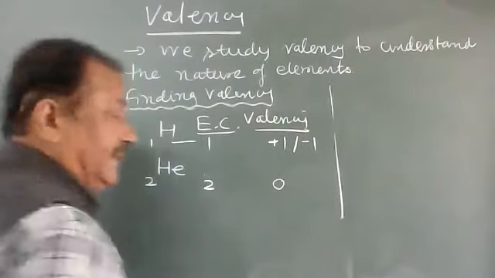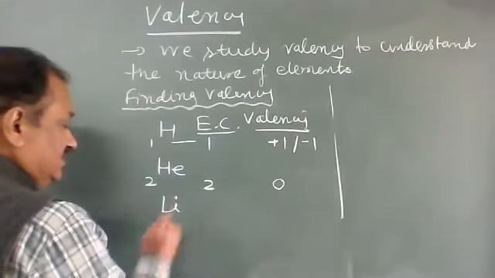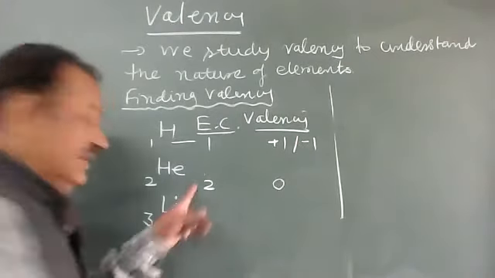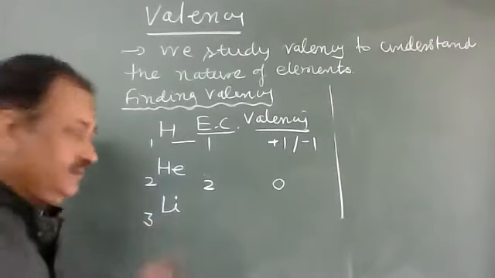Now coming back to our main point. So this was the second example. Now coming to the third example: lithium, atomic number is 3.